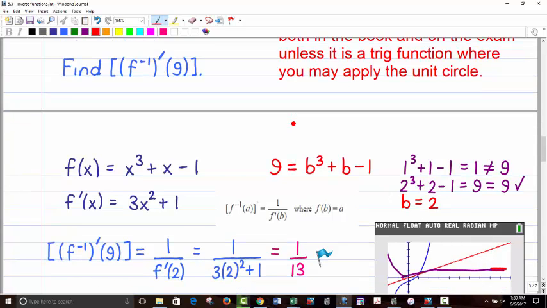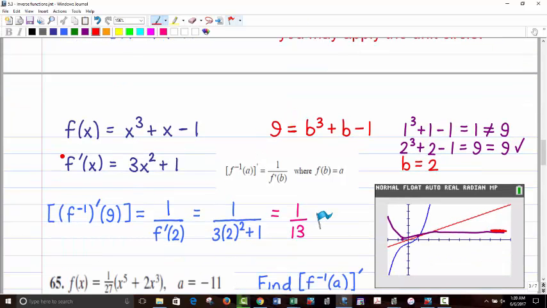Therefore, using the formula, the derivative of the inverse at 9 will be 1 over the derivative of the regular function at b, which is 2 that we found here. Now, yes, it is possible for b to equal a. That's possible. It could work out that way. So I don't want you to think it had to be different. If you did it properly and got the same number for b as a and you were worried because of that, there'd be no need to worry. So it's literally 1 over f prime of 2. So it's really that easy. Once you get the b, it's easy.